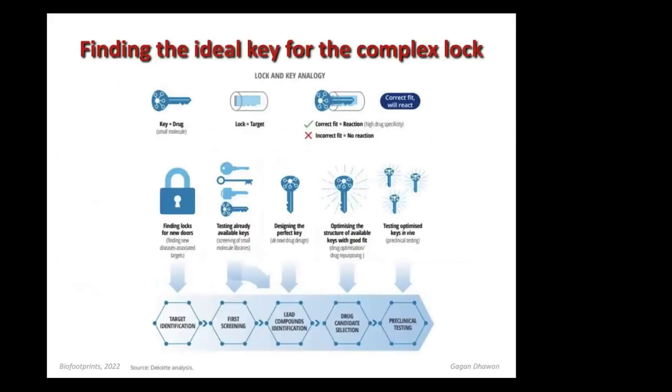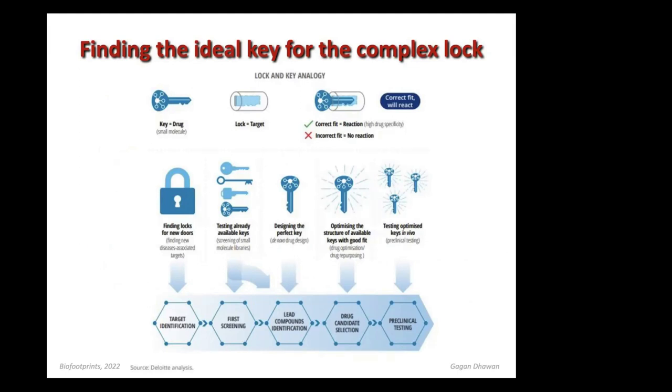This is a basic lock and key analogy for drug designing, because all these parameters are very, very important, because you are training a system. You are training a computer for designing a new drug. So you should tell it what you exactly want. So this is a simple analogy, where a key is acting as a drug and the lock is a target. We all know this lock and key analogy. And if there is a correct fit, we will say there is a reaction. If it is an incorrect fit, we say there is no reaction. So your aim is to find the locks for new doors.